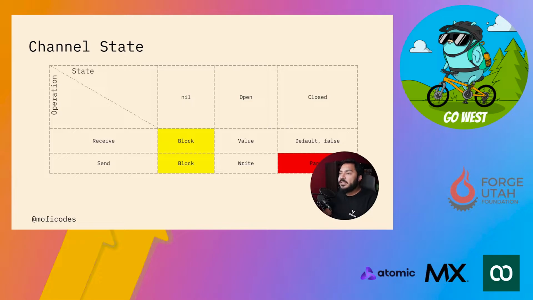So based on channel state, these are the different things that can happen on any channel. If the channel is nil, meaning you just created a channel variable without calling make, then if you try to receive from it, it will block. If you try to send something on it, it will also block. So a nil channel always blocks.